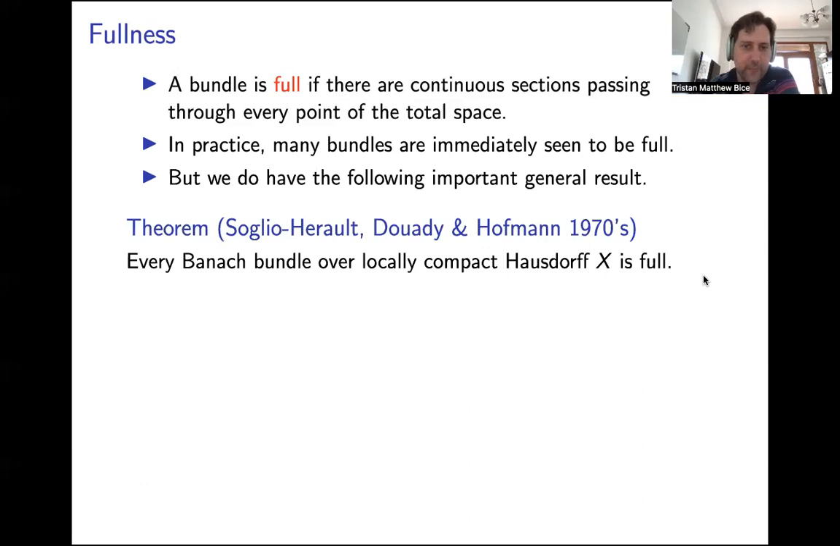So the interesting thing is that if your base space is locally compact and Hausdorff, then every Banach bundle is automatically full. And this is a little surprising at first, I think, because we're not assuming any kind of local triviality at all. If you were assuming local triviality, then this would be pretty much immediate. But because we're not, it is to some extent surprising that you can still always get these continuous sections passing through all these points.